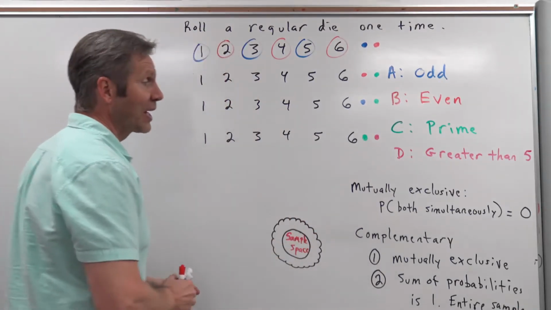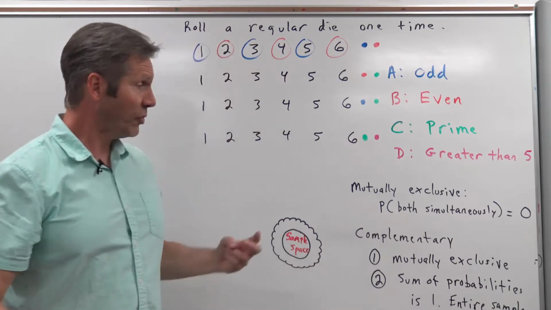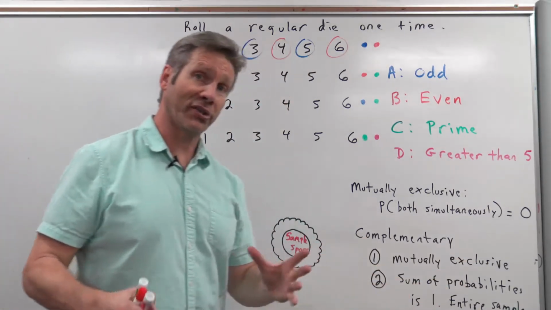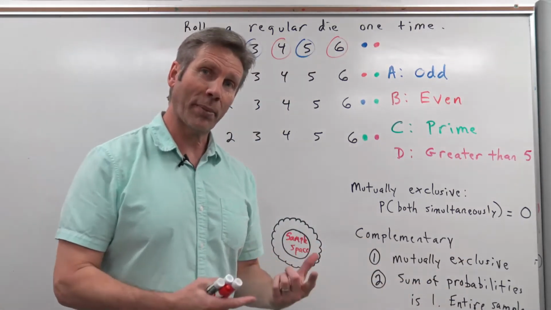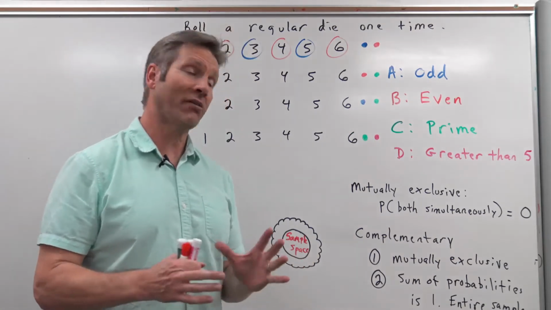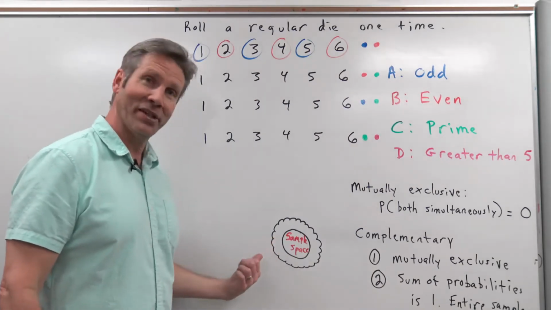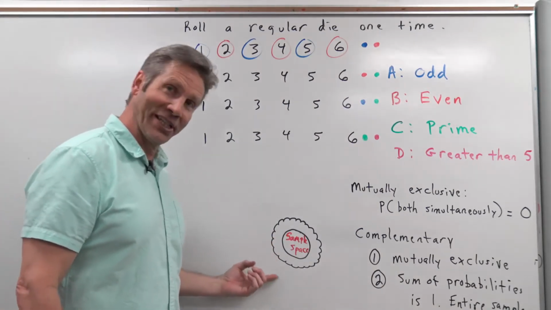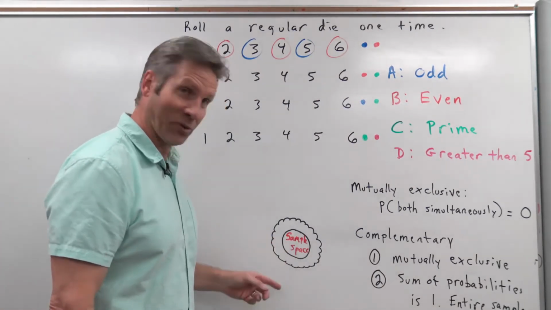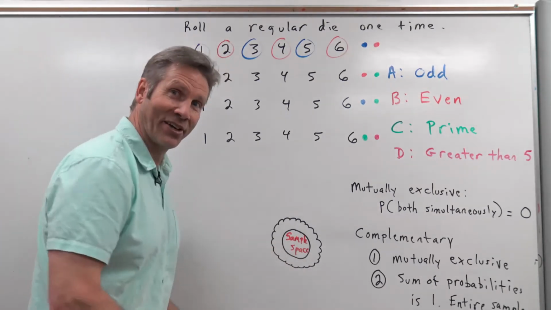All right, well, complementary then. Those are two events that not only are they mutually exclusive, but the sum of their probability adds up to 1, which means they cover the entire sample space. And if you can read that, I wrote it here: entire sample space. So it's an entire sample space.